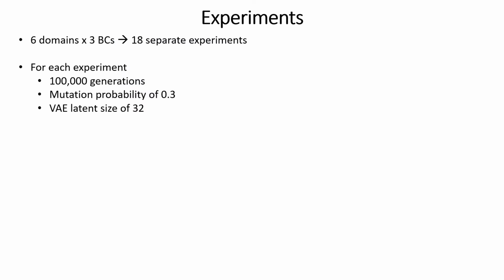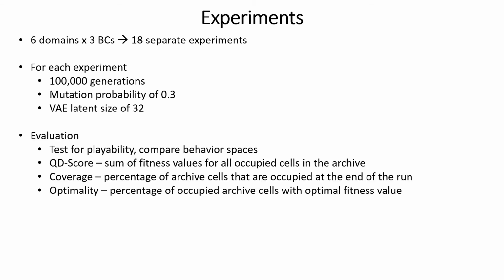So on to our experiments. We had 5 games plus the blended domain, so 6 total settings. For each, we ran a trial for each of the 3 BCs, resulting in a total of 18 separate experiments. For each experiment, MapLeads was run for 100,000 generations using a mutation probability of 0.3 and a VAE latent size of 32. And more details regarding network architectures and experimental hyperparameters can be found in the paper.